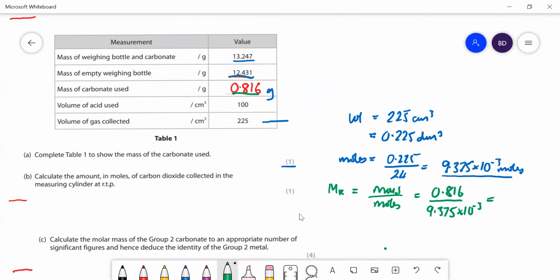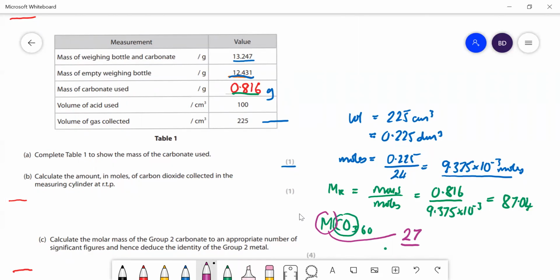So that is equal to 87.04. Okay, now MCO3, that bit weighs 60. So that means M weighs 87 minus 60, which is equal to 27, to two significant figures.